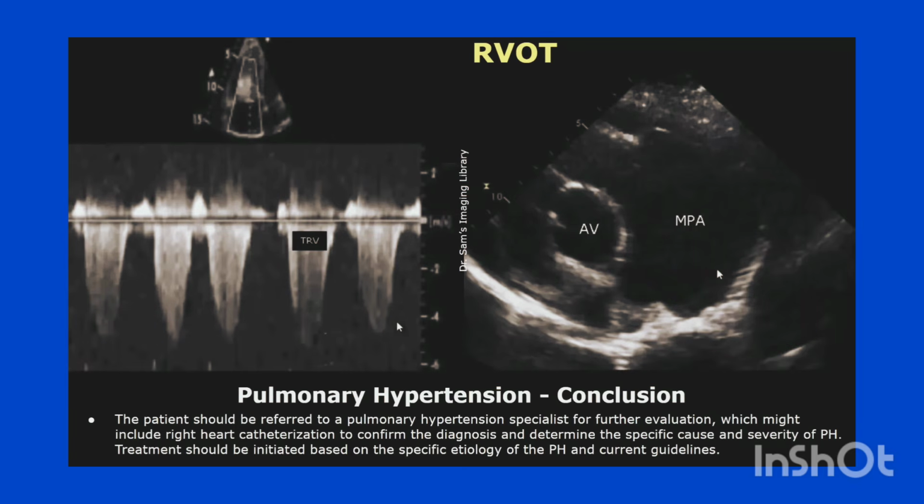The patient should be referred to a pulmonary hypertension specialist for further evaluation, which might include right heart catheterization to confirm the diagnosis and determine the specific cause and severity of pulmonary hypertension. Treatment should be initiated based on the specific etiology of the pulmonary hypertension and current guidelines.